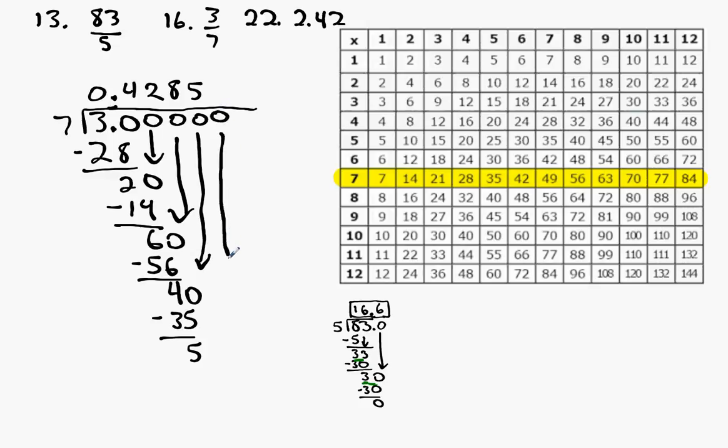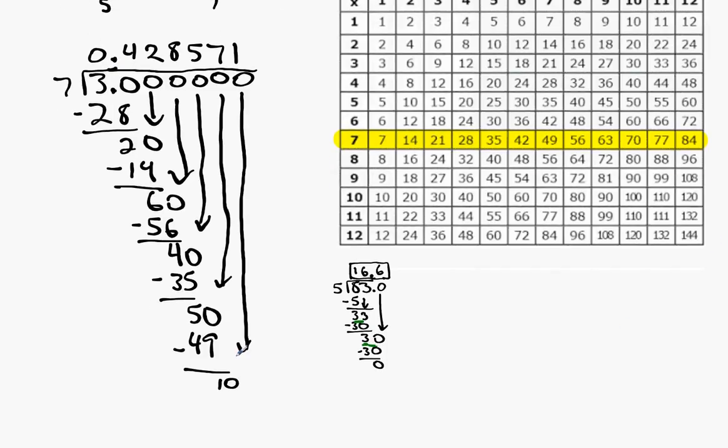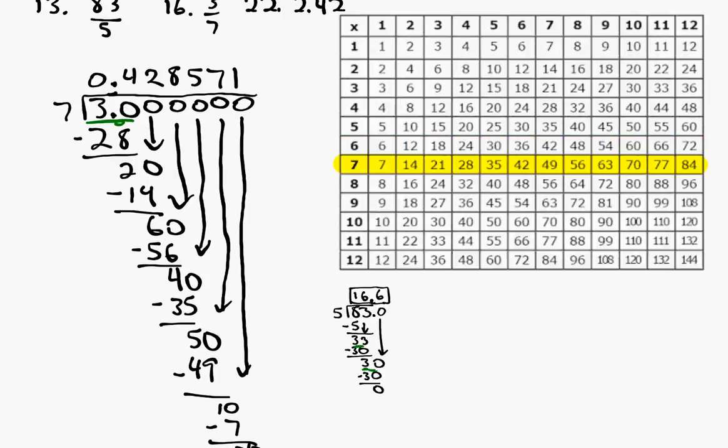Hasn't repeated yet. 7 into 50. Oh, we haven't done that one yet. We keep going. That's a little bit past 7. So it's going to be 7 here. 7 times 7 is 49. That gives us 1. We keep going. How many times can 7 go into 10? That's just once. And 1 times 7 is 7, which leaves us with 3. So if we bring down another 0, we're going to get 30, and that is where we have come full circle.